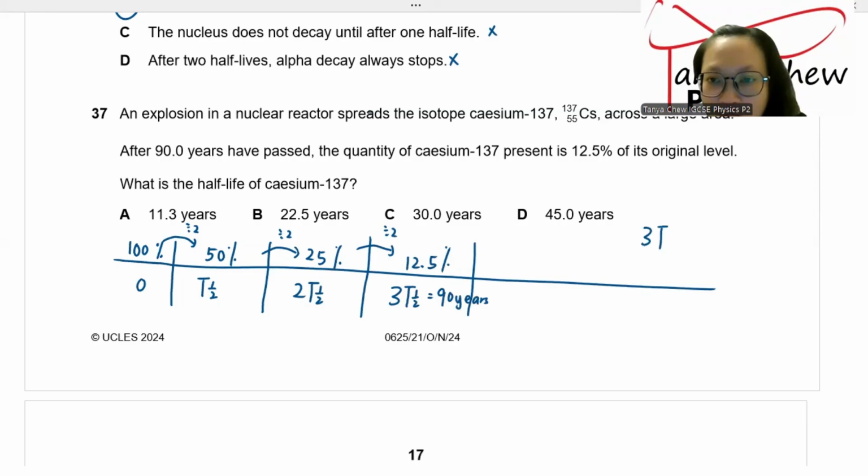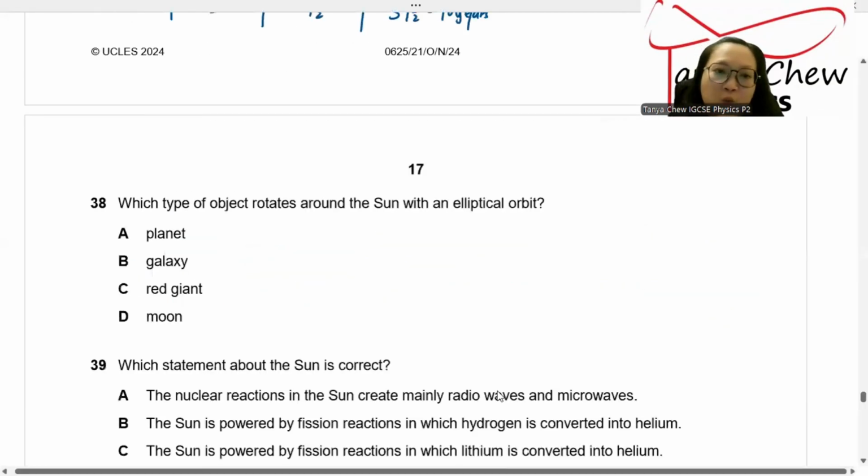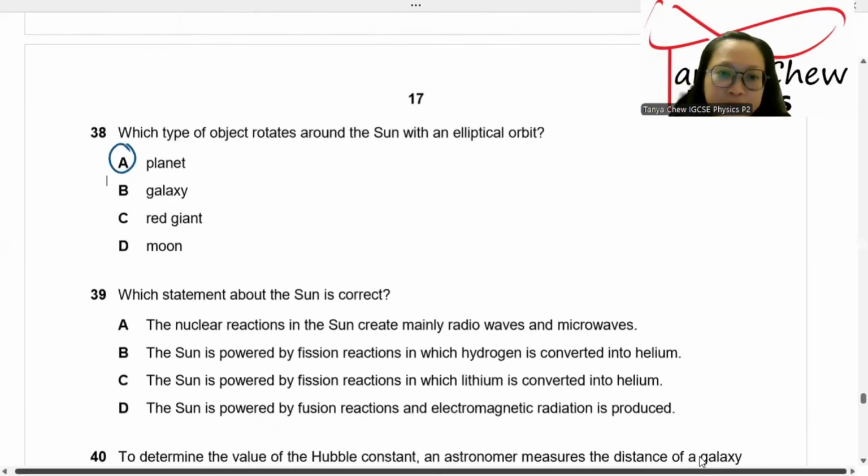So I put 3 half-lives equal to 90 years. Half-life is equal to 90 divided by 3. So half-life is 30 years. C is the answer. Now, question 38. Which type of object rotates around the sun with an elliptical orbit? The answer is A, planet.